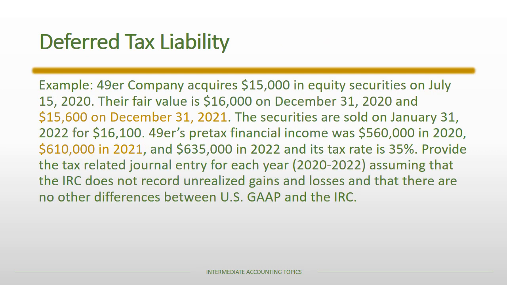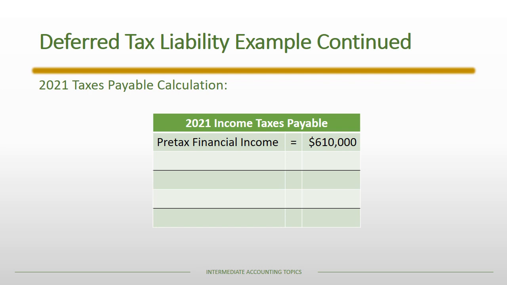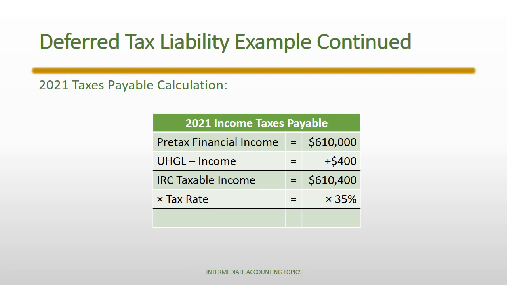So now we're turning our attention to 2021. And we start with our pre-tax financial income of $610,000. Now in this case, there is an unrealized holding gain or loss income, but in this case, that account would have been a loss under US GAAP. And the reason that it would have been a loss is because the fair value actually went down $400. And so there would have been an unrealized holding loss in 2021 under US GAAP. And so we have to add that back. That gets us to our Internal Revenue Code taxable income. We apply the tax rate, and we have our Internal Revenue Code taxes payable.